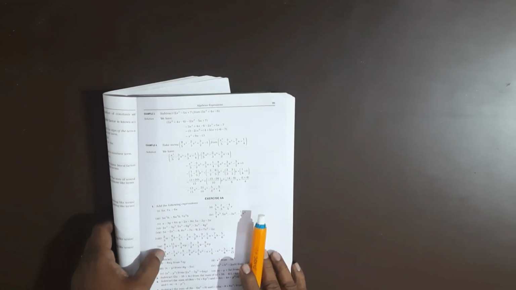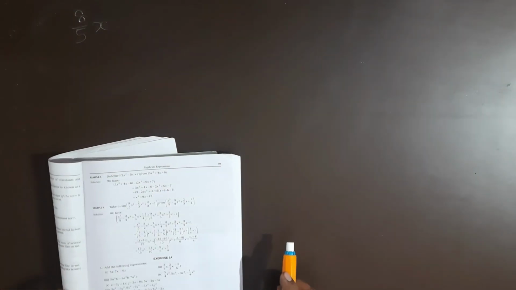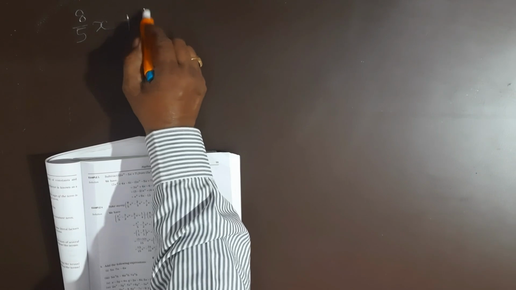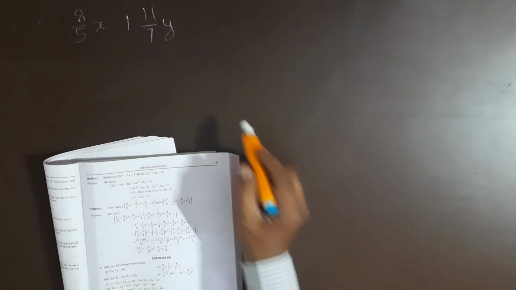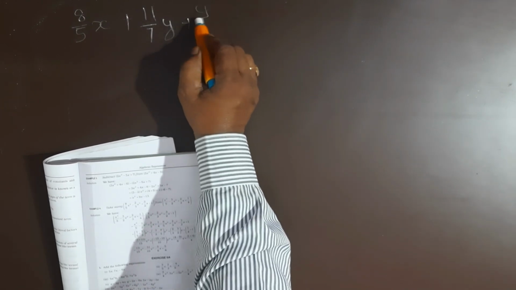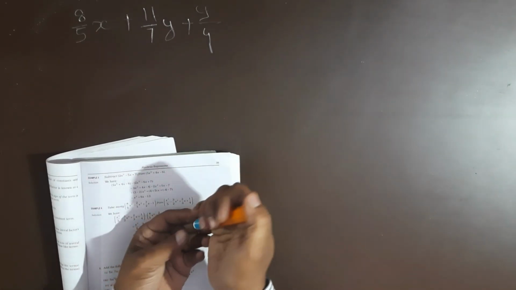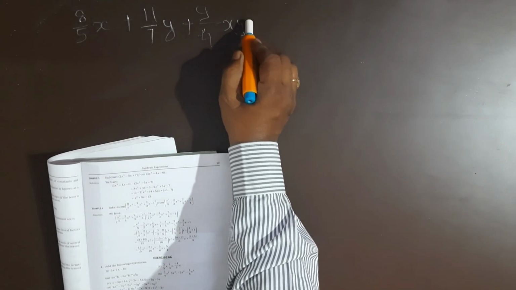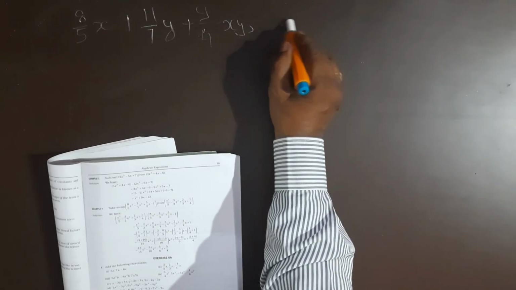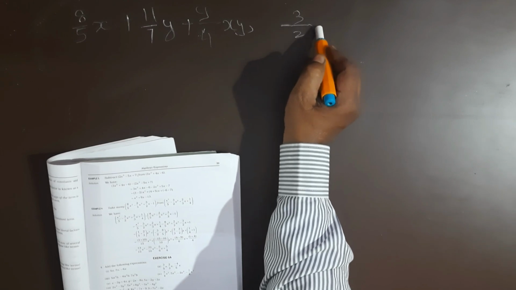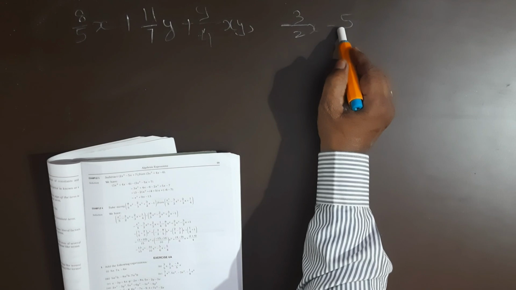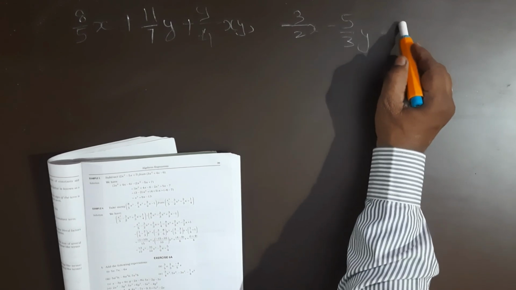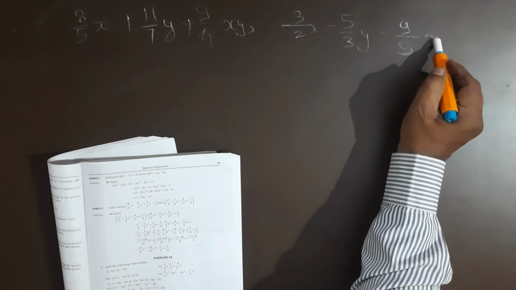Now let me put this. 8 by 5x plus 11 by 7y plus 9 by 4xy, comma, minus 3 by 2x minus 5 by 3y minus 9 by 5xy.